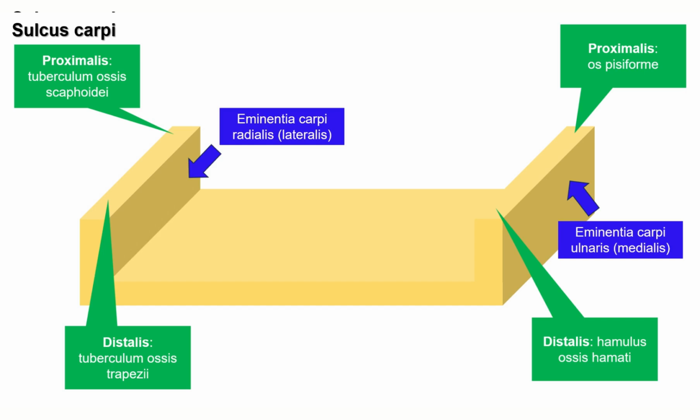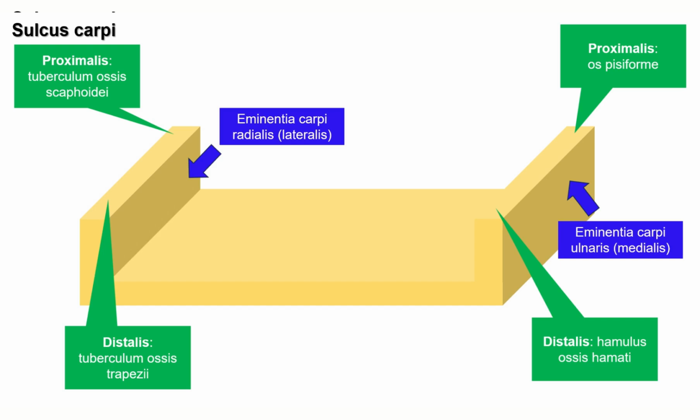The sulcus carpi has a side that is positioned radially or laterally, and another side that is positioned medially or ulnarly. The radial side of this groove is called the eminentia carpi radialis or eminentia carpi lateralis, while the side that is positioned medially or ulnarly is called the eminentia carpi ulnaris or eminentia carpi medialis, and it's also important to know which structures form these eminences. Of course, the diagram is very schematic. It shouldn't be imagined exactly like this in reality, but it can be helpful.